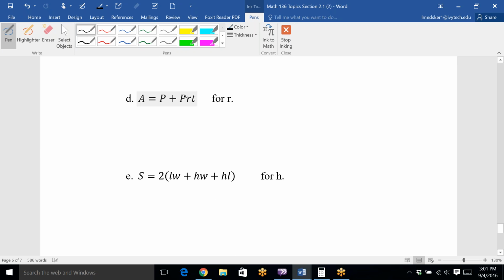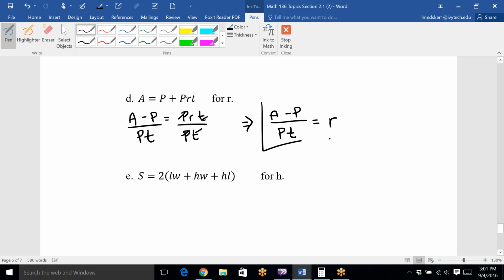If you're solving for R, notice there's only one R, so we should just isolate this. So I'm going to subtract the P over to the other side. And you can divide by more than one thing at a time. Because P and T both are connected to R by times, we can divide them both out at the same time. There's no adding or subtracting anywhere. So this is A minus P over PT equals little r.